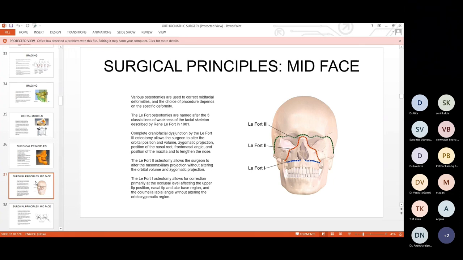So these are some of the surgical principles in the midface. You can see the Lefort 1 going like this, Lefort 2, and then the Lefort 3. These are the osteotomy lines. These are essentially based on the same fracture lines, which were named after the classic lines of weakness due to the fracture denoted by Lefort.